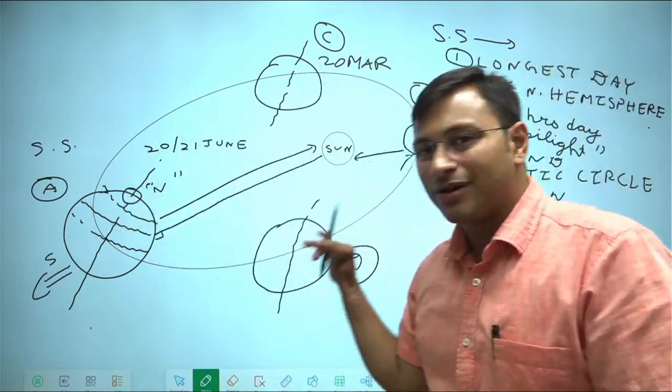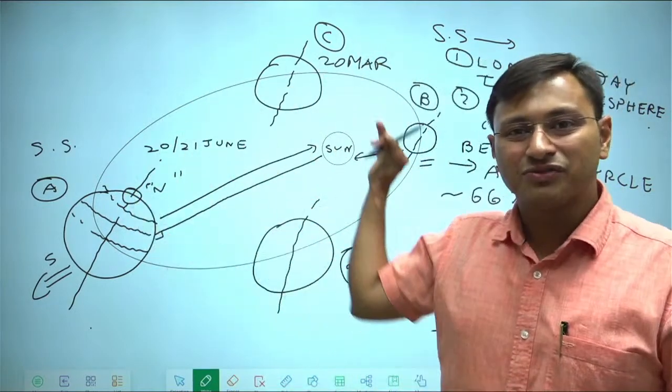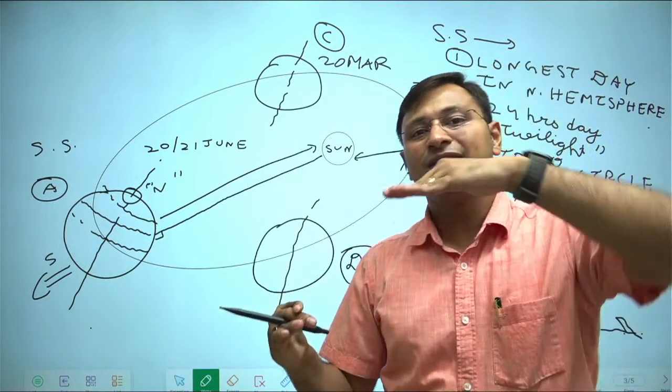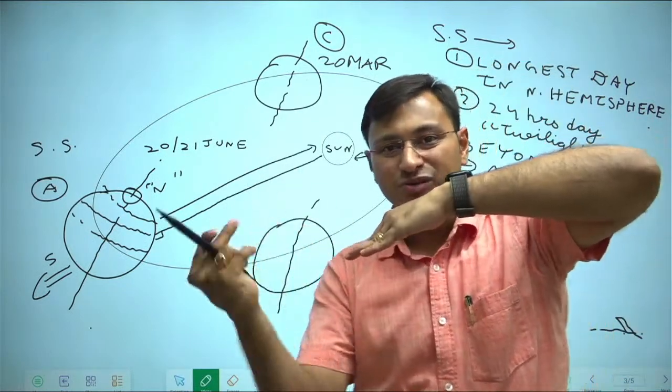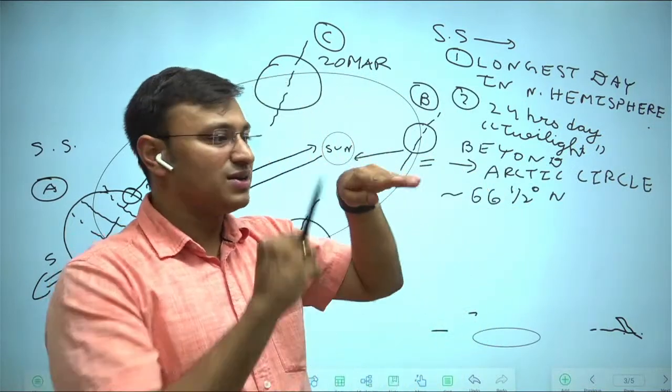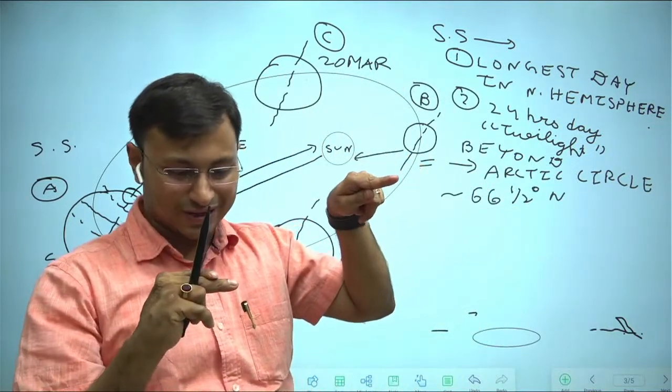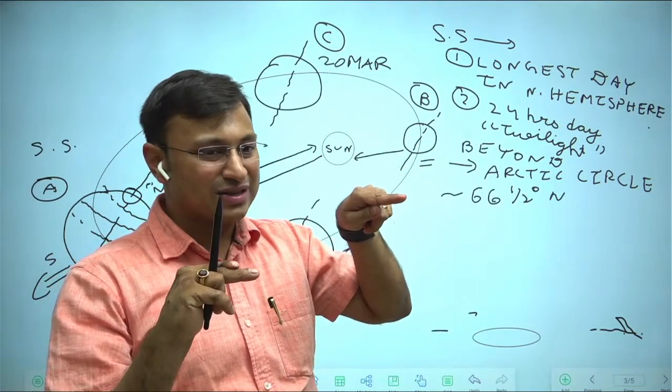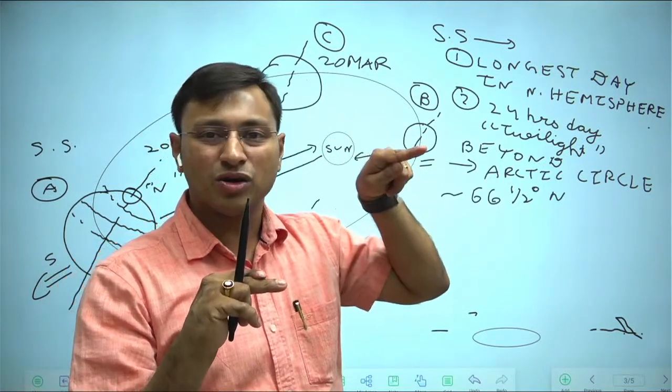Why is this happening? Because of the eccentric nature of the Earth's orbit and the angle of Earth's orbital plane with respect to the sun's orbital plane. So imagine the sun is over here, the Earth is over here. With regards to Earth, the sun has slightly migrated northwards.